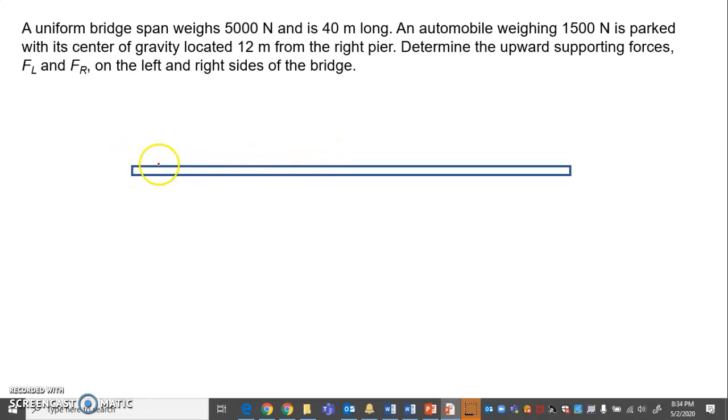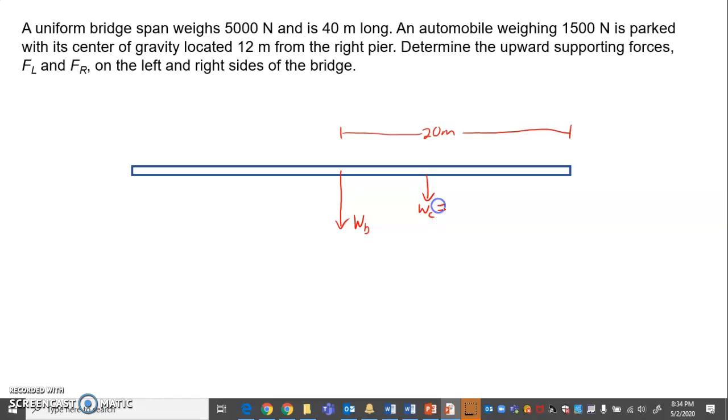I'm starting mine with this shape here to represent the bridge. And we know that the bridge itself has weight. We're going to draw that here. That's the weight of the bridge. There's a car here. Let's see. It's 40 meters long, so this is 20 meters from here to the center. And the car is 12 meters away. So that's more than half of this, so maybe about right here.